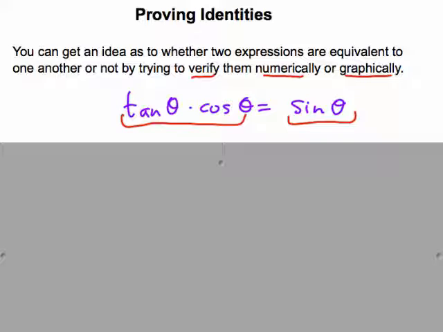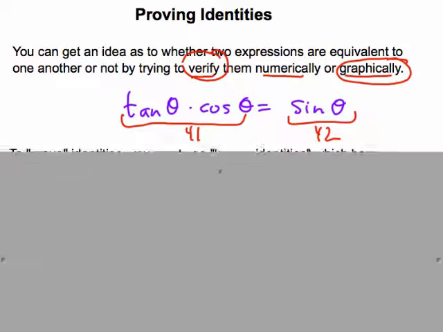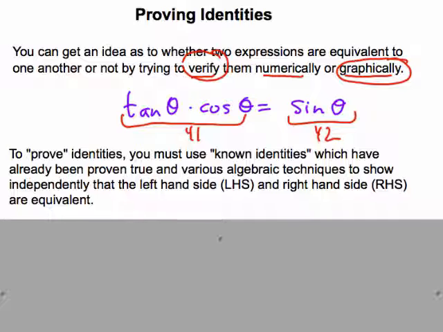Okay? The graphical way to verify is to plug each side into the graphing calculator and get two graphs, and if those two graphs are identical, that's another way to get an idea, a feeling, an inkling as to whether two things are equal or not. But verifying doesn't prove. To prove, this is what we need to do.